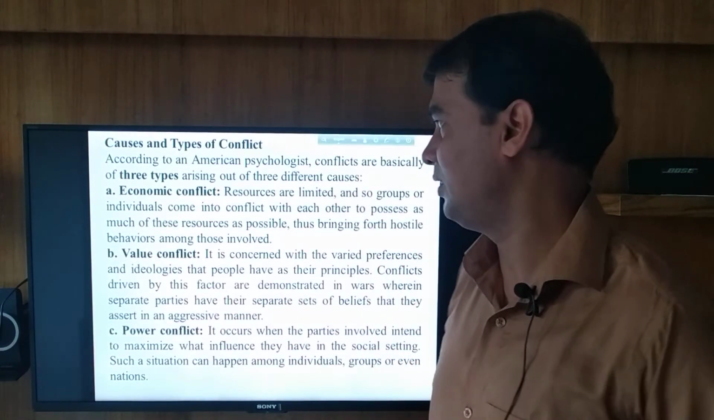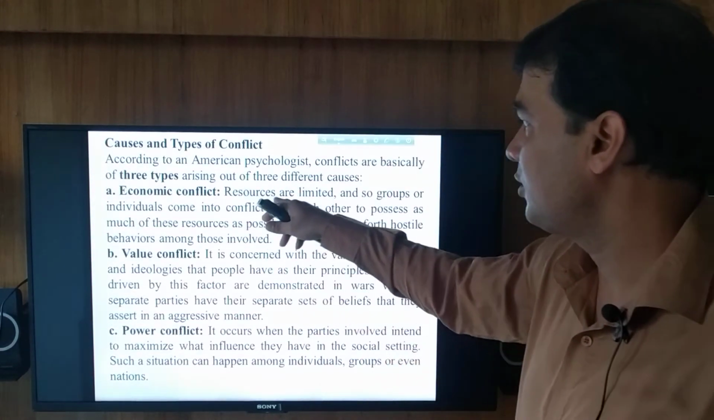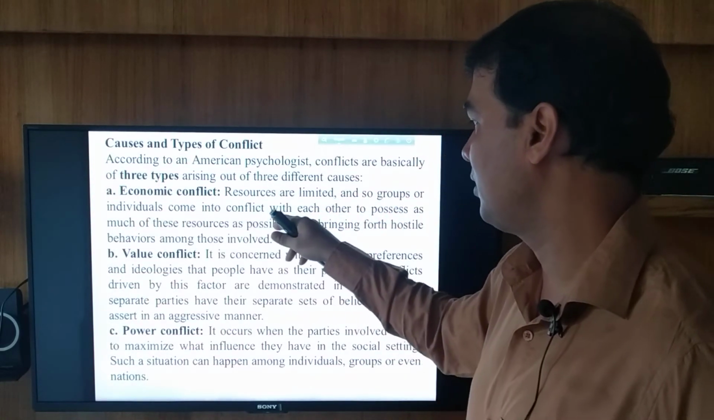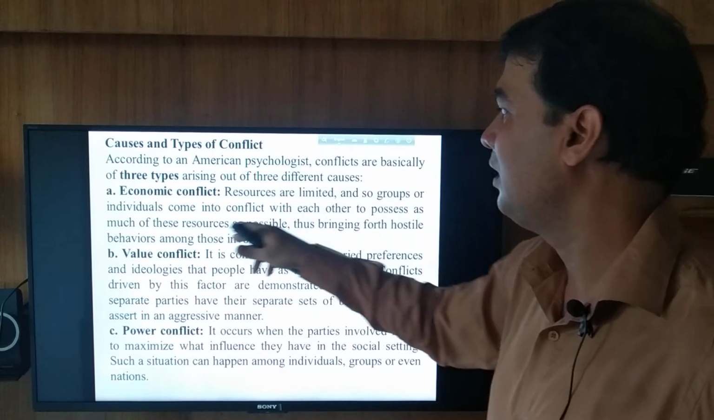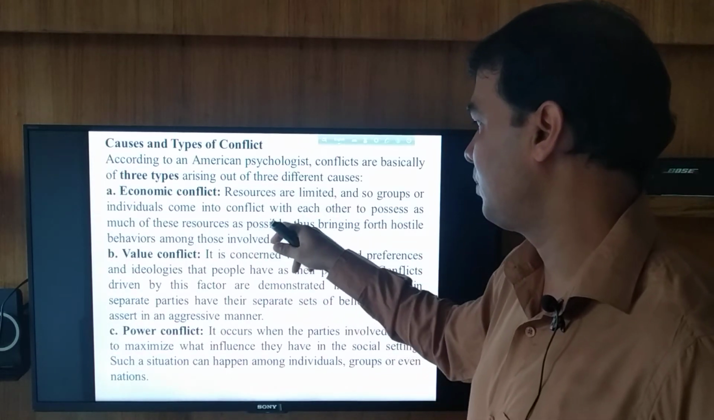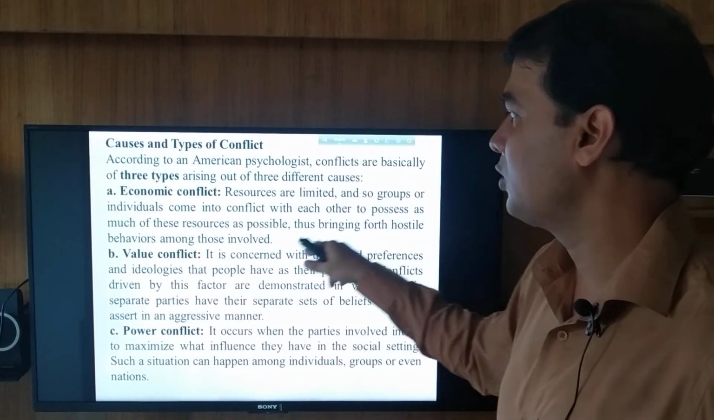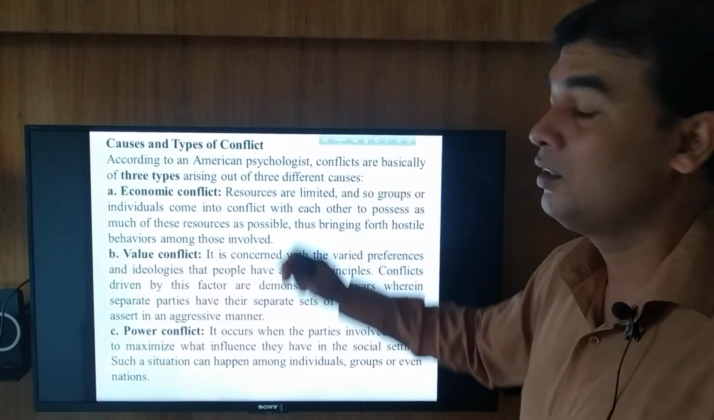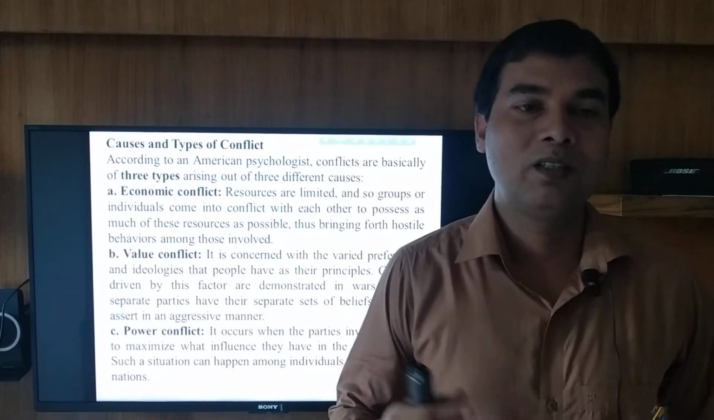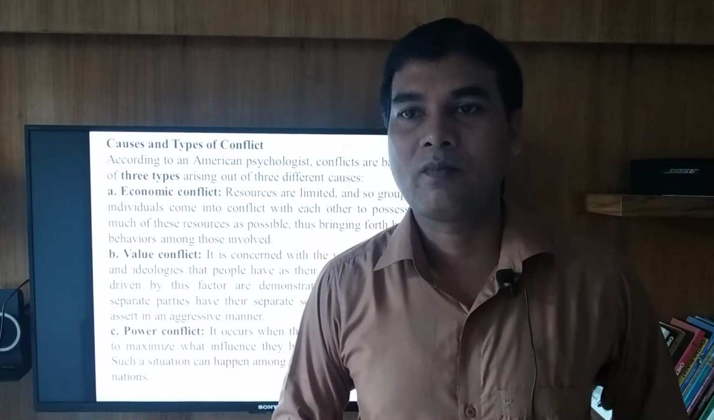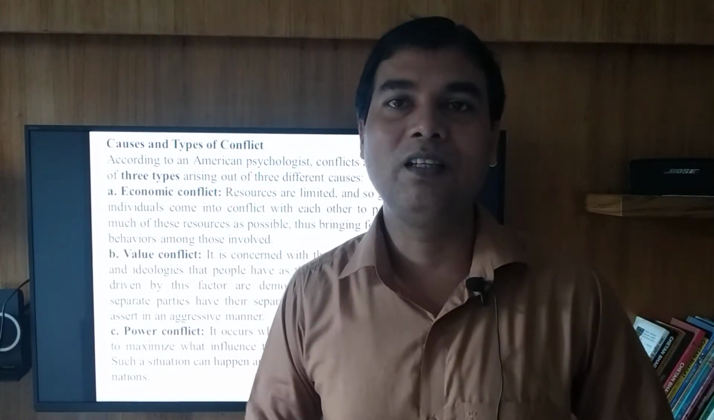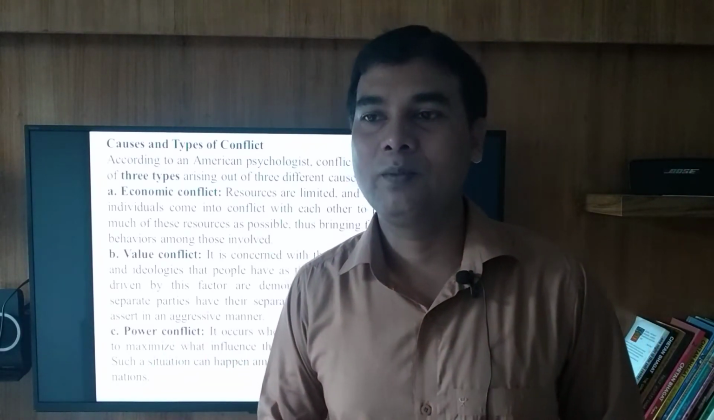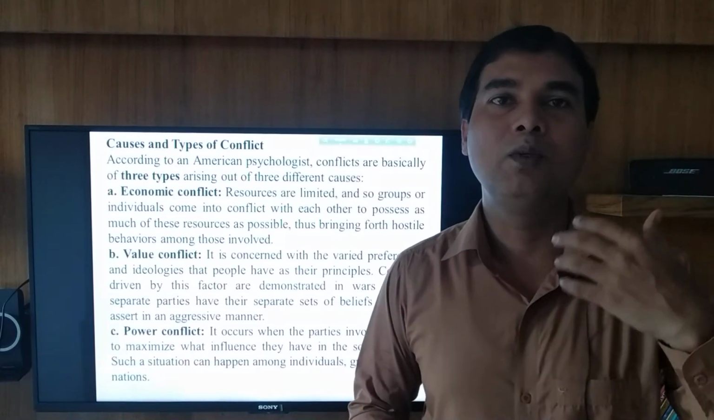Here you see, resources are limited, and so groups of individuals come into conflict with each other to possess as much of these resources as possible, thus bringing forth hostile behavior among those involved. In our universe resources are very limited, but our demands, our needs are unlimited, and as a result very often we try to get more and more.